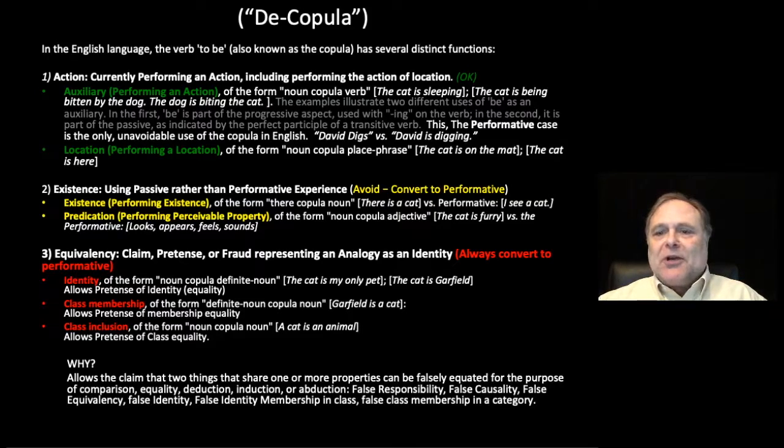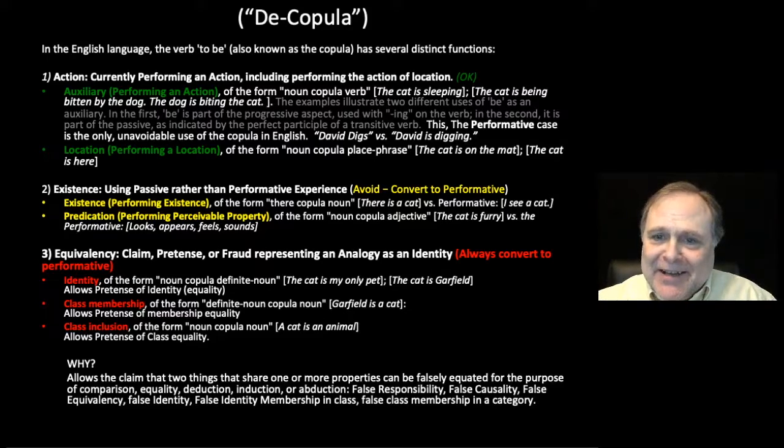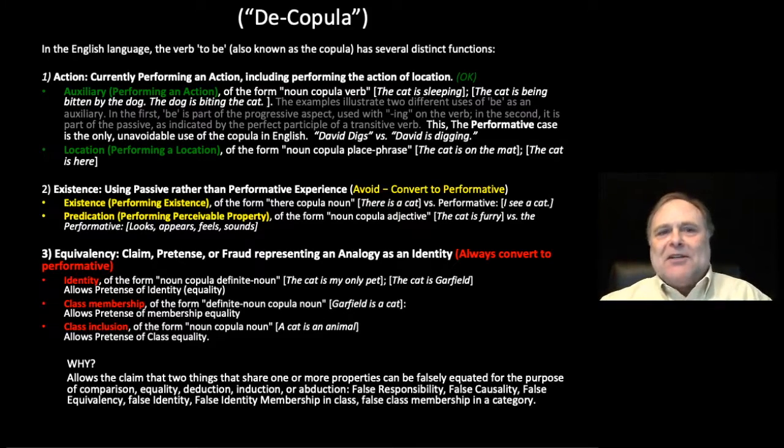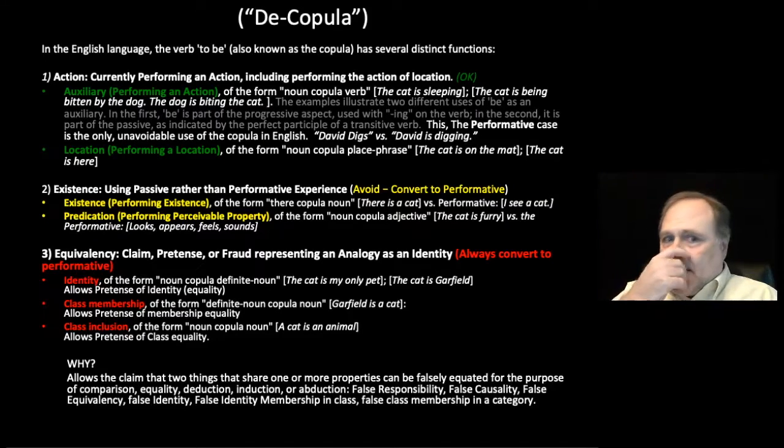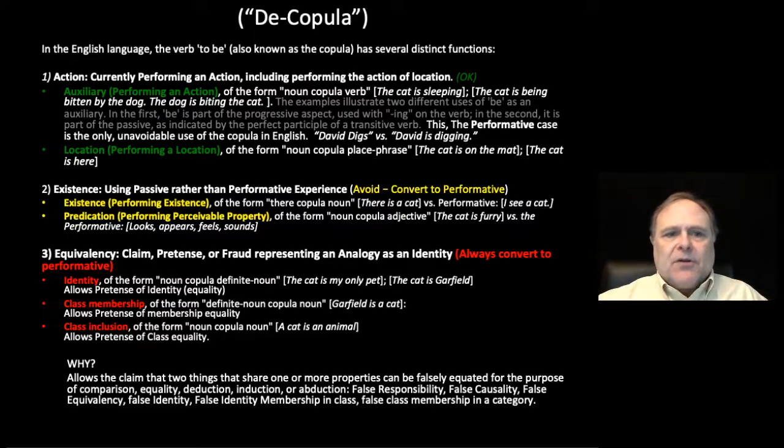Almost always you can still get rid of it, but in order to be precise and not overstate my case, I'm going to put these in here. This is a gradation. And so the second is existence, and sort of there is a cat versus I see a cat. So you are claiming that there is a cat is a matter of existence. There exists a cat instead of the performative I see a cat. And what we want you to do is convert it to the performative.